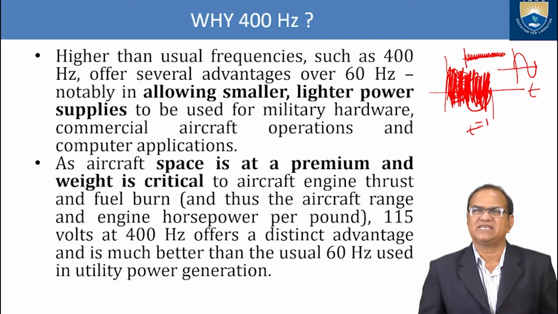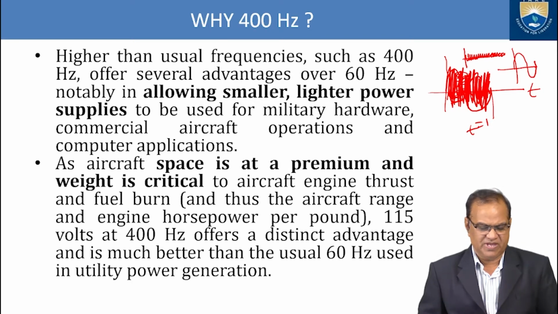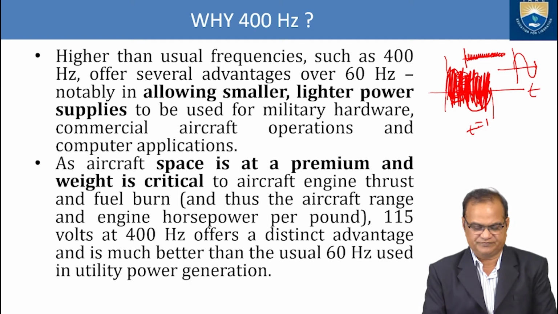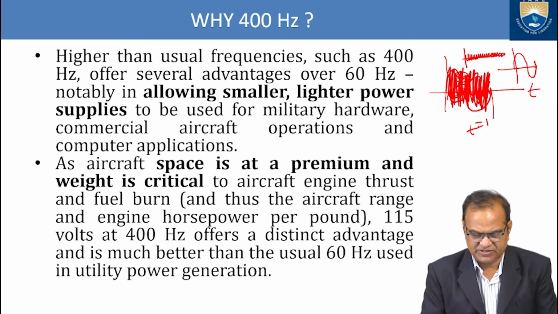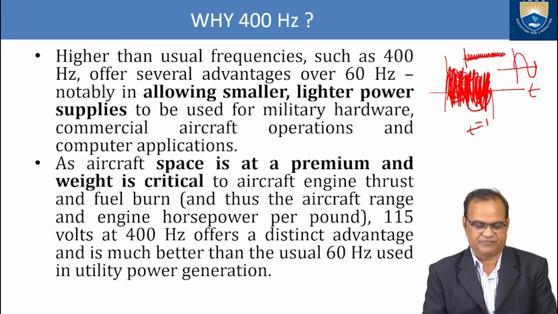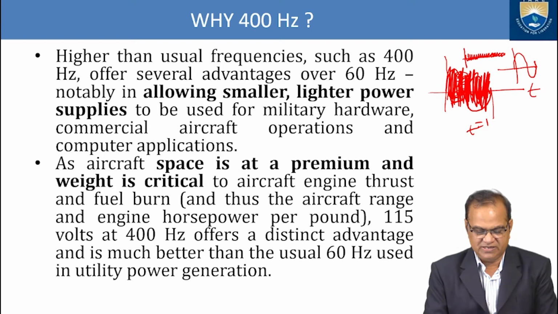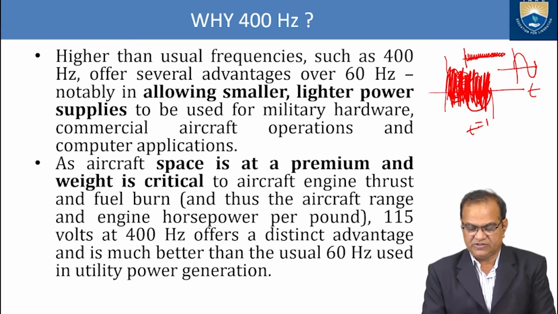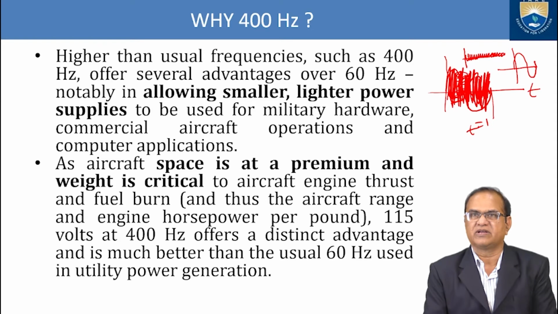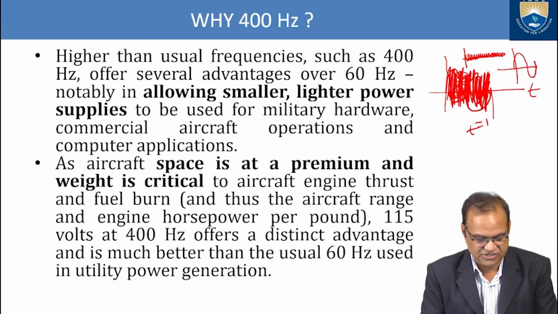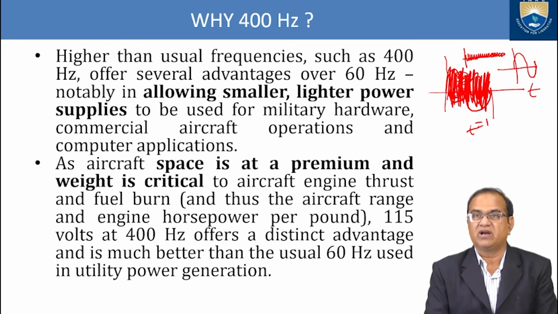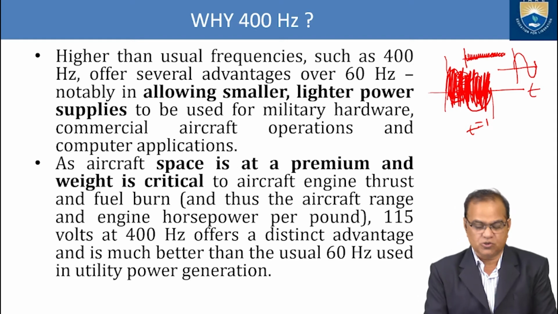Aircraft space is at a premium, and weight is critical to aircraft engine thrust and fuel burn, and thus the aircraft range and engine horsepower per pound. So what happened?